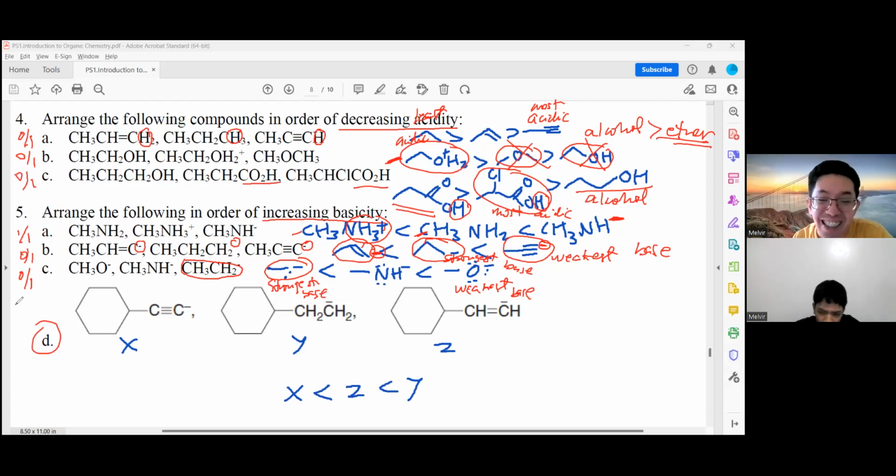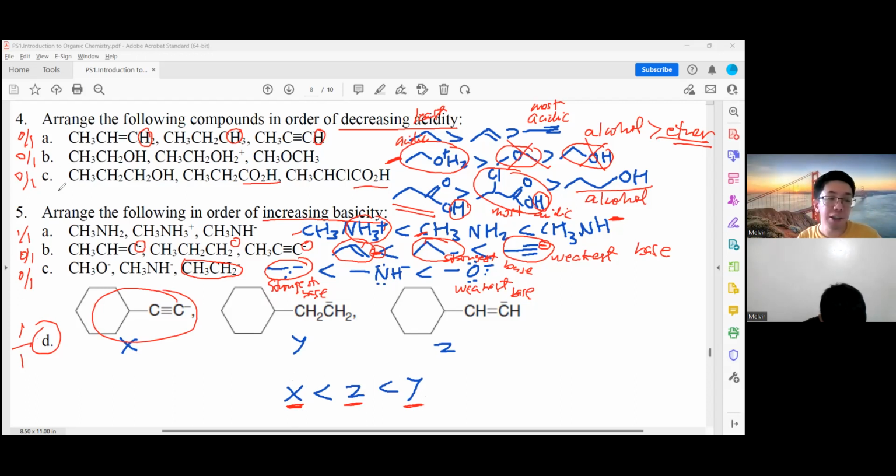Okay, good. Ang pinaka-weakest base mo ay ito, yung may triple bond, kasi siya yung strongest acid mo, no? Na pinanggalingan niya, strongest acid yan. So, siya ang weakest base, followed by your alkene, and then this will be your strongest base. 1 out of 1. Okay?